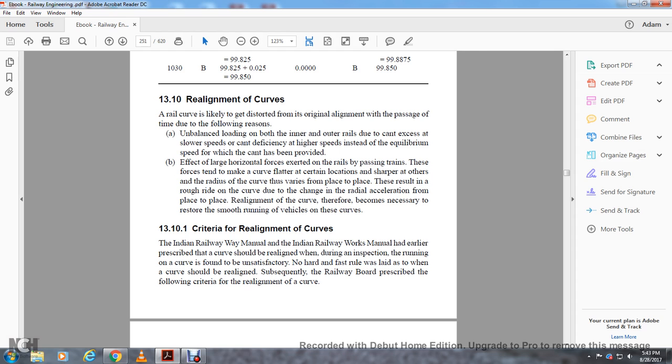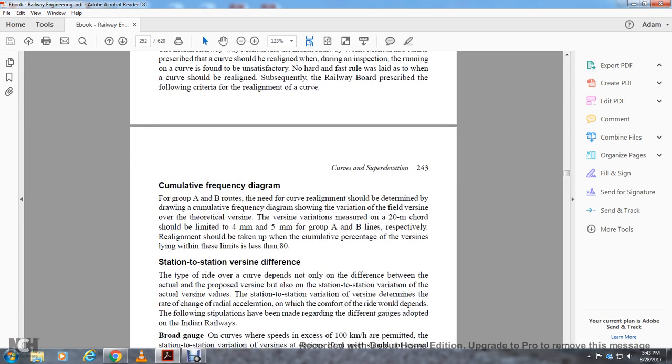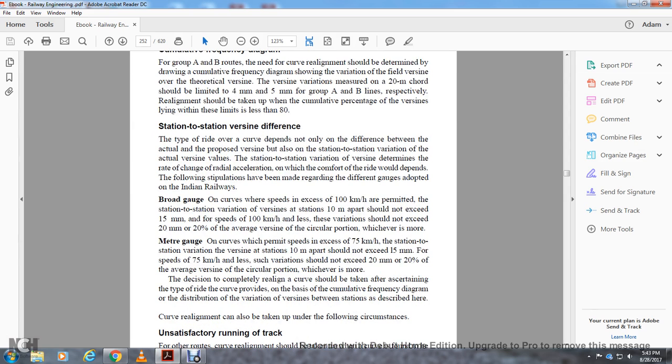Subsequently, the Railway Board prescribed the following criteria for the realignment of the curve: cumulative frequency diagram. For group A and B routes, the need for curve realignment should be determined by drawing a cumulative frequency diagram showing the variation of field versine over the theoretical versine. The versine variations measured on 20 meter chords should be limited to 4 millimeters and 5 millimeters for group A and B lines respectively. Realignment should be taken up when the cumulative percentage of versines within the limits is less than 80.